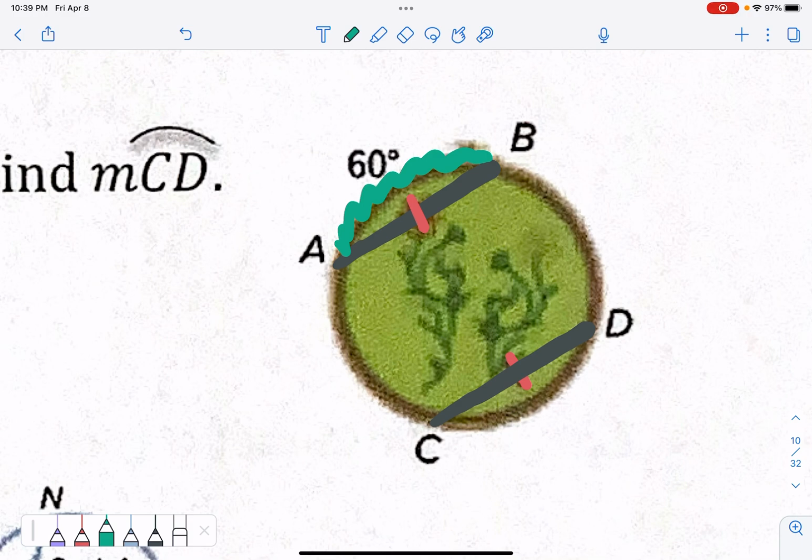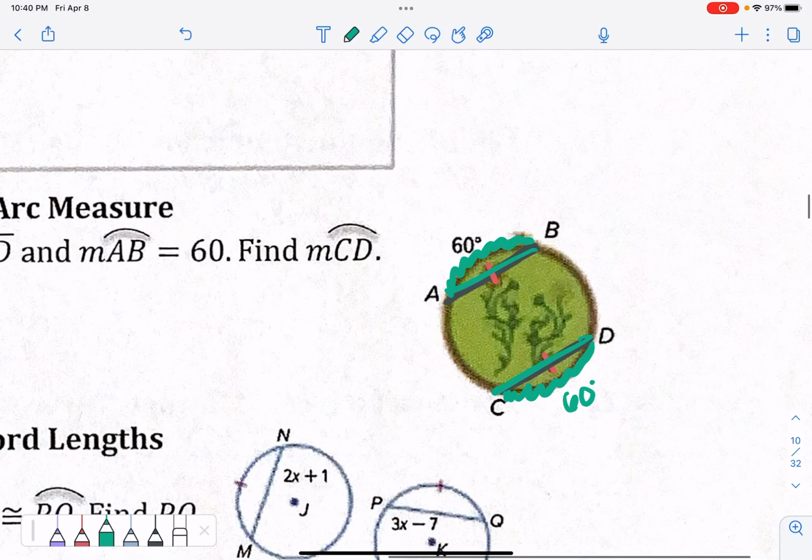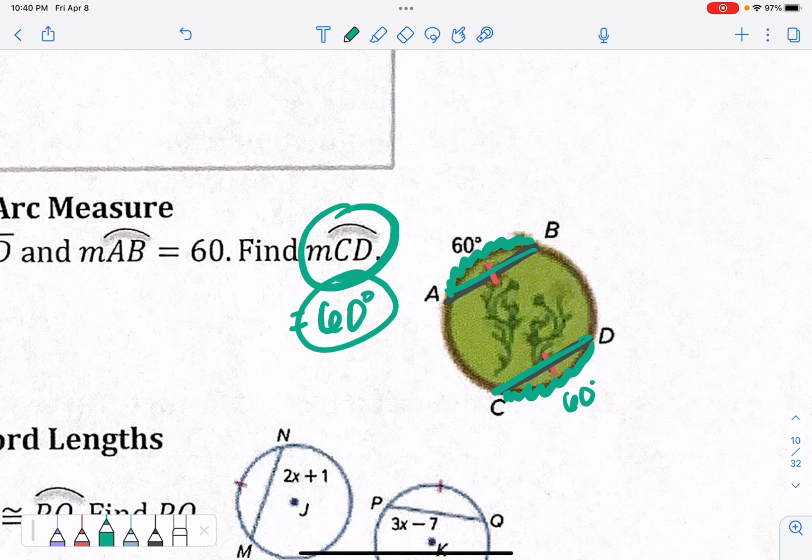The concept they're trying to get across is that if you have a chord length here that's the same as the length of this chord, the arc measurement from here to here will be 60 degrees as well. That just makes sense, right? If this length is the same as this one, then the arcs must be the same. So they say find the measure of arc CD. That's just going to be 60 degrees, okay?